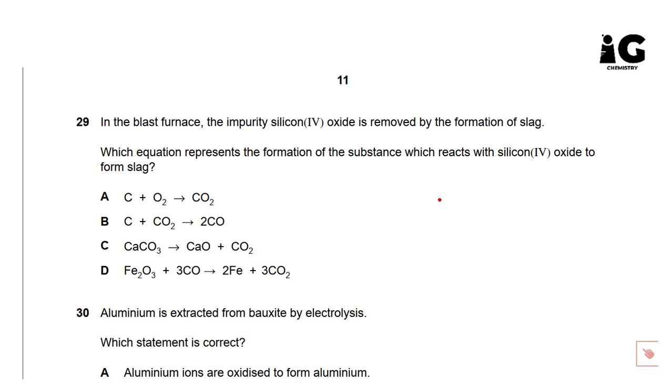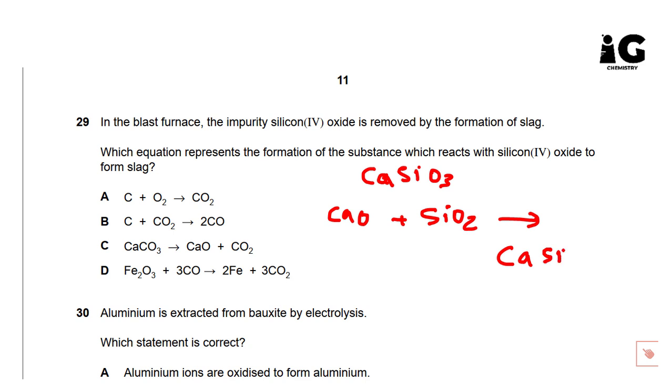Okay. 29, in the blast furnace the impurity silicon IV oxide is removed by the formation of slag. Which equation represents the formation of the substance which reacts with silicon IV oxide to form slag? Guys, the slag here is CaSiO3. This is the slag, if you remember, and you have to memorize this. To form slag, we need CaO, calcium oxide, plus silicon dioxide. Together we get Ca, Si, O3. It's called calcium silicate. This is the chemical name for the slag.